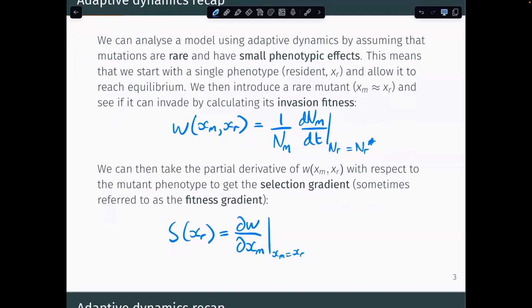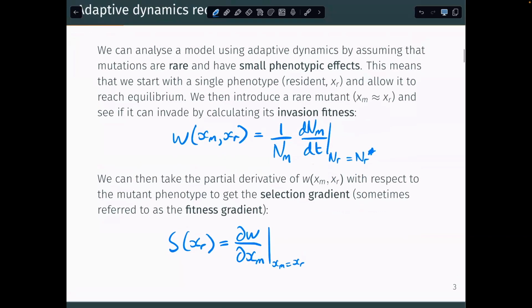This is basically saying, okay, if we have a given value for our resident trait, that's why we're evaluating it at our resident trait here. If we introduce a rare mutant that is either slightly higher or slightly lower, is it going to be able to invade? In other words, is this positive or negative? It's basically saying, at that point, what is the instantaneous rate of change? It's a derivative, right?